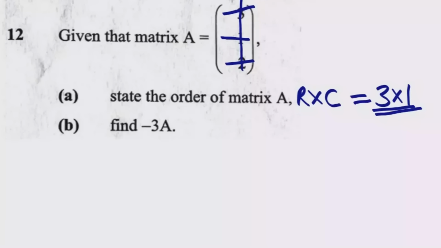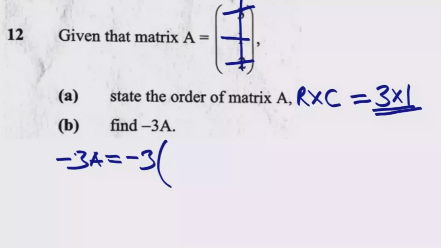Okay, we come to question 12b. Question 12b is find negative 3A. So what I'm going to do is write negative 3A, which will be equal to negative 3, then open bracket.